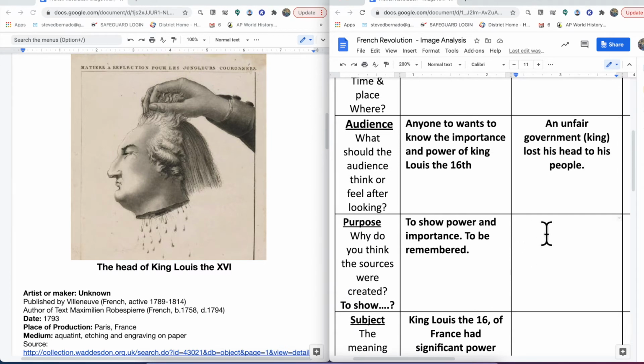Okay, now what is the purpose? Why would somebody create this image? To show the amount or degree of violence that was used during the French Revolution. Yeah, it's really to show the amount of violence. So if there's an unfair king or an unfair government, you want to overthrow the government, why do you have to go so far as to cut the person's head off? Well, that was a characteristic of the French Revolution, the amount of violence. And that's reflected in the previous video that you watched, right?